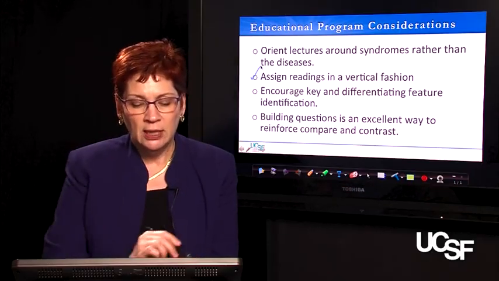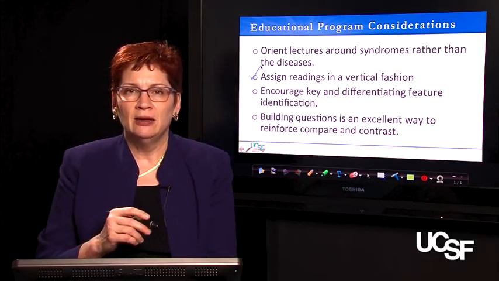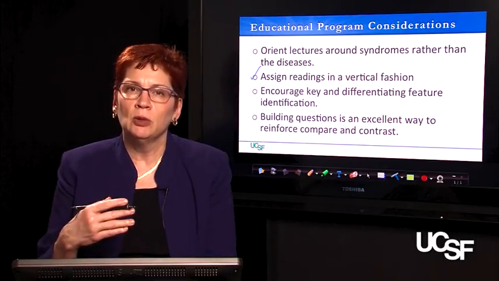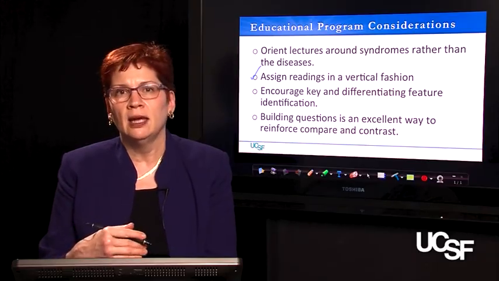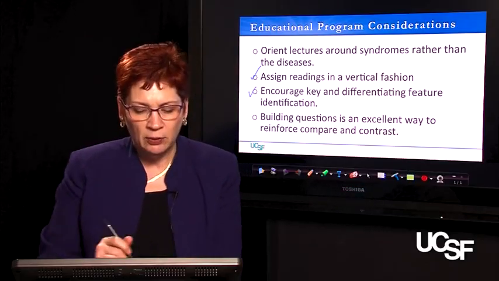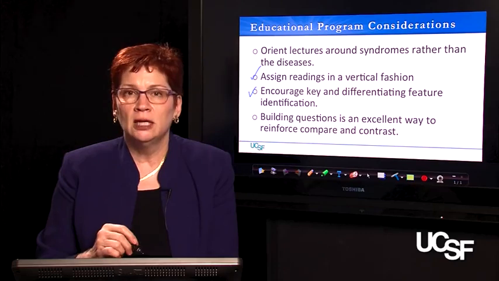You can also assign readings in a vertical fashion. Instead of asking them to read about multiple sclerosis, ask them to compare and contrast between multiple sclerosis, myasthenia gravis, and amyotrophic lateral sclerosis. Encourage people to come back with key and differentiating feature identification.